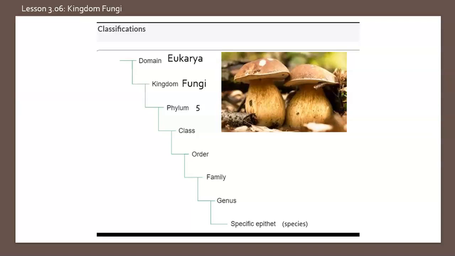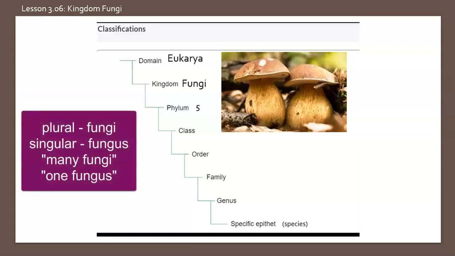Right, my kiddos, today we're going to talk about lesson 3.06, Kingdom Fungi. Fungi is plural. If you're talking about many different fungi, you use the word fungi. If you're talking about one particular fungus, you use F-U-N-G-U-S. Fungus is the singular, and you can remember that because it ends in the letter S. So fungi is plural, fungus is singular, and I even mess it up sometimes.